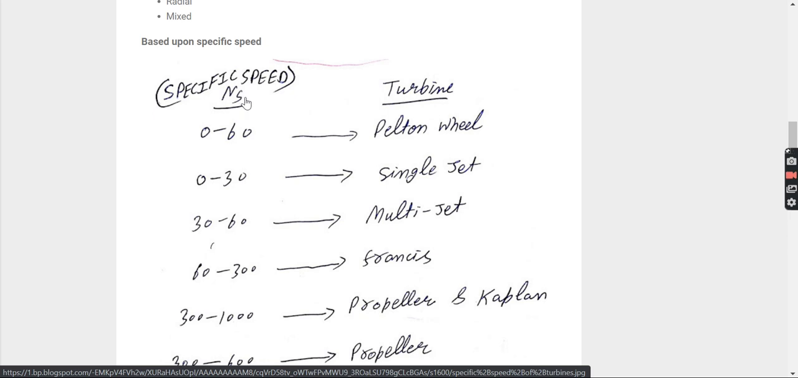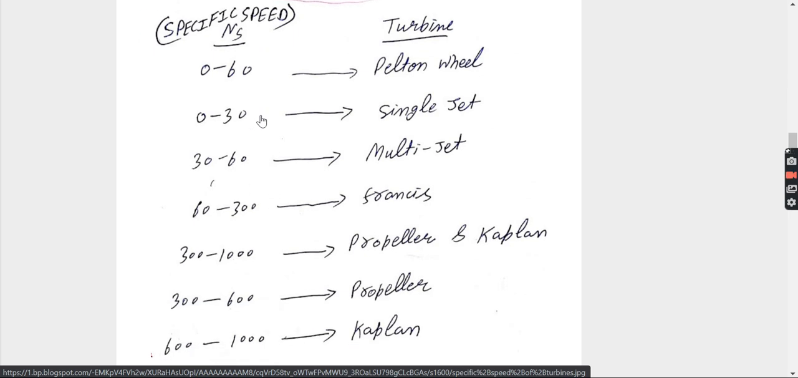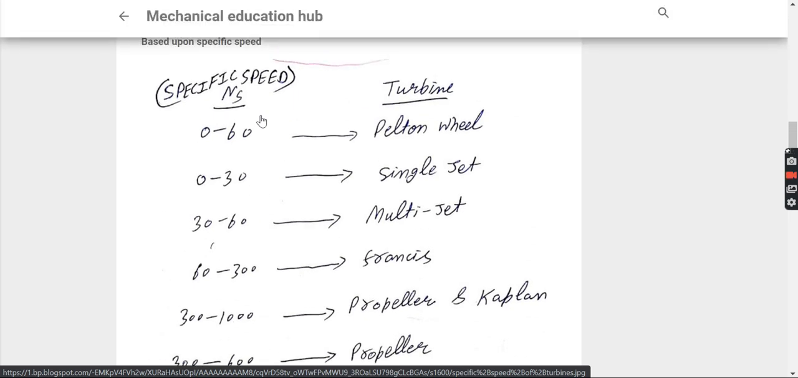Based upon specific speed we also classify turbines. I use the notation NS to specify this specific speed term, but don't worry, we'll study specific speed in detail in my upcoming video. This is basically an introduction lecture, so don't get confused.